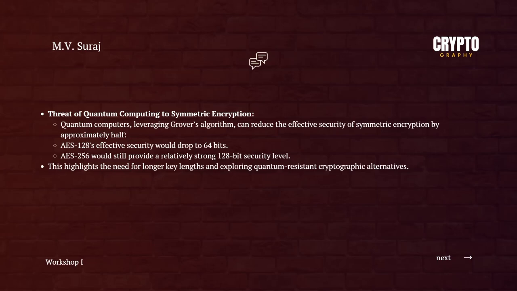Quantum computers leveraging Grover's algorithm can reduce the effective security of a symmetric encryption method by approximately half. AES-128 effective security would drop to 64 bits. AES-256 would still provide a relatively strong 128-bit security level. This highlights the need for longer key lengths and exploring quantum-resistant cryptographic alternatives. And that's exactly what I mentioned before.